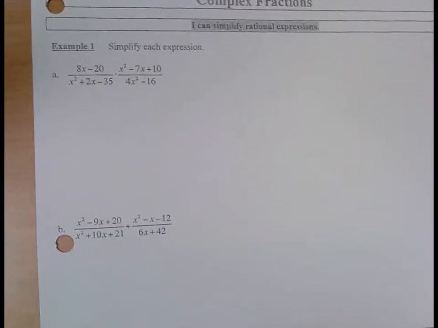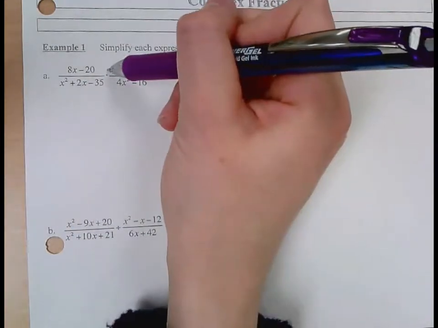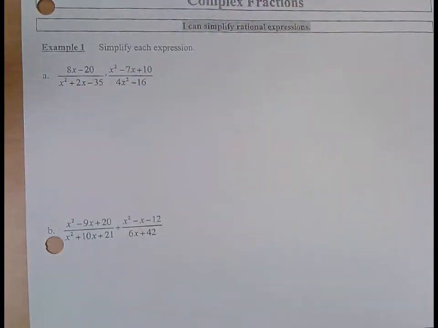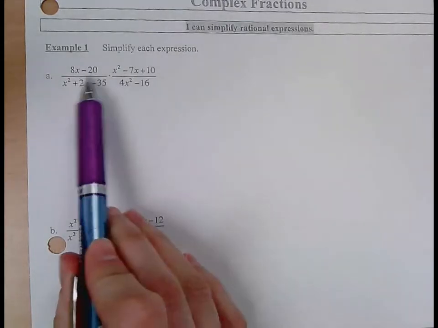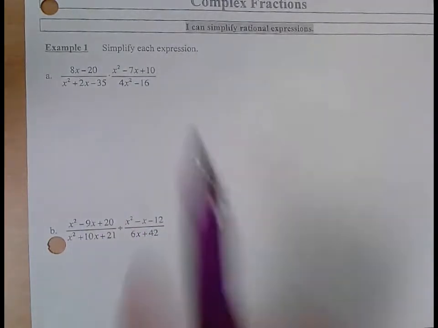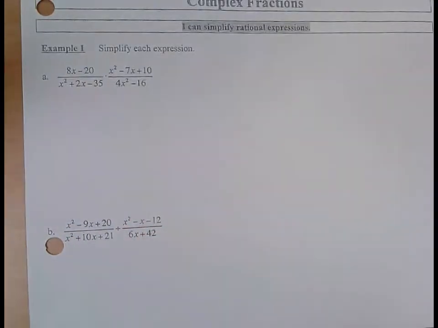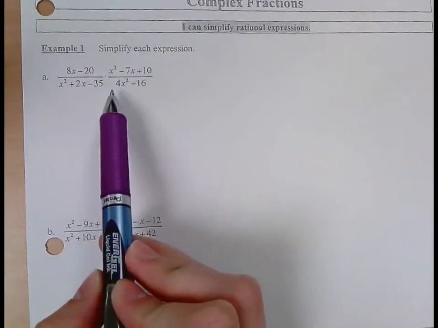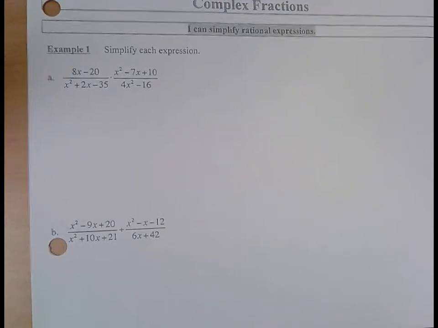Starting off with example 1a. We have two expressions being multiplied. So again, make sure you're paying close attention to the operation symbol in between. With multiplication, we know we just multiply across the top and the bottom. However, I would not recommend multiplying right away because you'd have to distribute or FOIL, and then you're going to end up with these really big polynomials, and trying to factor those would be tough. So before you actually multiply across, I would factor the top and bottom of both fractions if you can.